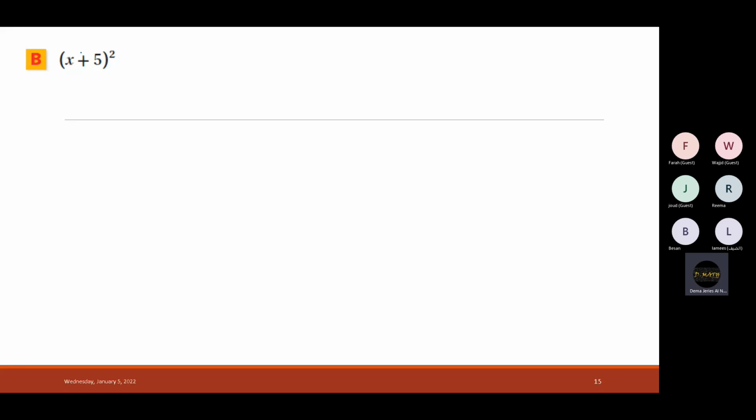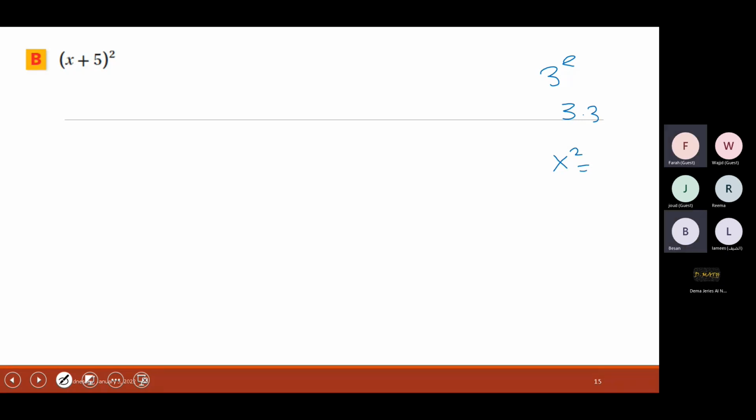Here, what do we have? X plus 5 squared. Now, if I told you 3 squared, what does it mean? Is it 3 plus 3 or 3 times 3? 3 times 3. Bravo. If we have x squared, x times x. Bravo. And here, if we have x plus 5 squared, it means x plus 5 times x plus 5.